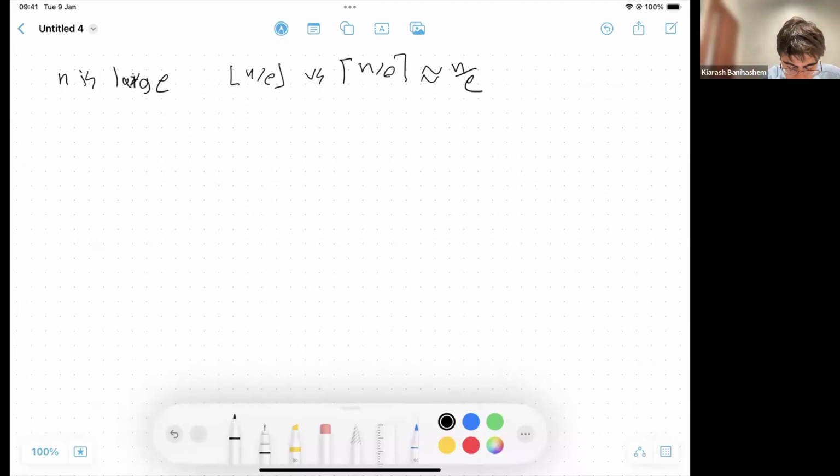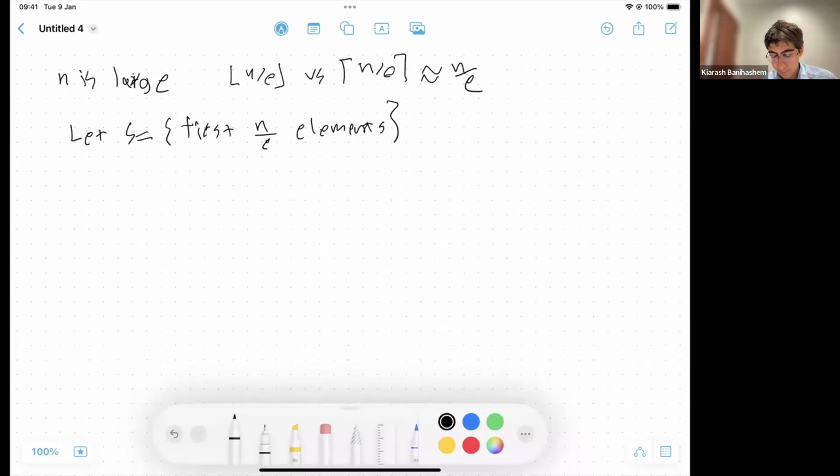So now, what is the algorithm going to be? The algorithm is: let S be the first n over e elements. So I have n elements arriving in random order. I'm going to chop off the first n over e of those, roughly 36% of them. When the elements in S arrive, I'm not going to accept them. These are just going to be my samples, so I'm going to completely ignore them.